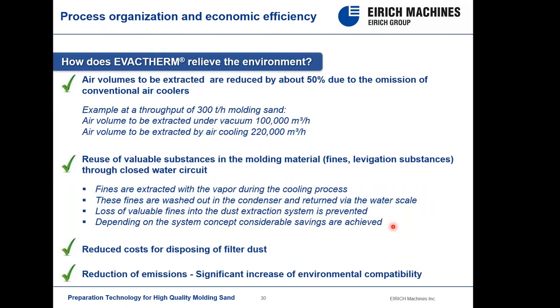But also, the Evactherm helps to relieve the environment because we don't use the air volumes, the extracting volumes that are required in the traditional mixing process. So this is an example where we are producing 300 tons per hour of molding sand. Normally, we would be using 220,000 cubic meters per hour of extracted air cooling. During vacuum, we only use 100,000. So that means that we have less extraction systems. So we're using less energy and smaller equipment.